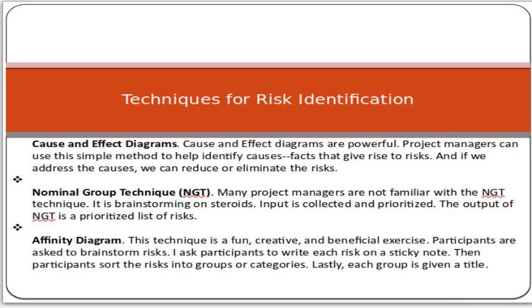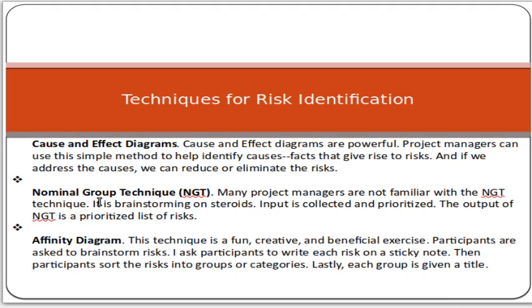Then the cause and effect diagram. That means cause and effect diagrams are powerful. The project manager can use this simple method to help identify cause and effect that give rise to risk. That means, friend, cause and effect means what are the causes and what are the effects. Like if that is the cause, what will be the effect. Normally it is also called a fishbone diagram. In that, you identify the cause with respect to the effect. So this technique of fishbone diagram is also used for risk identification.